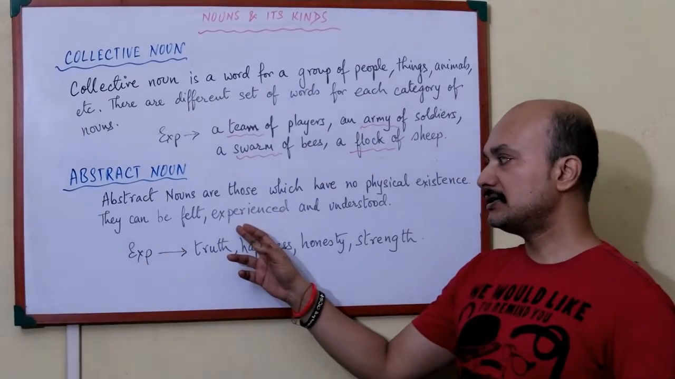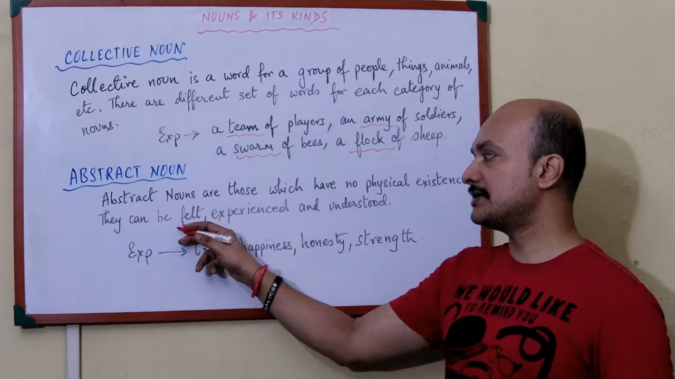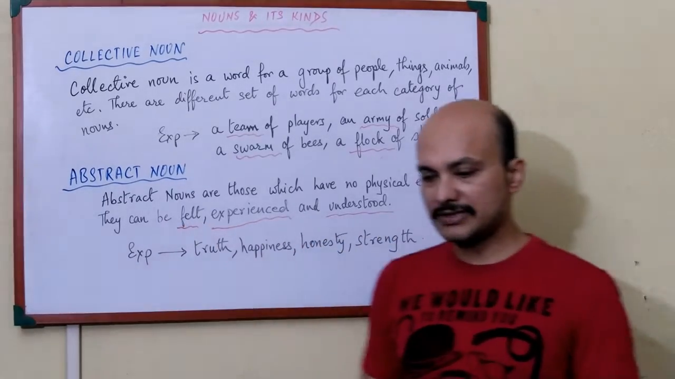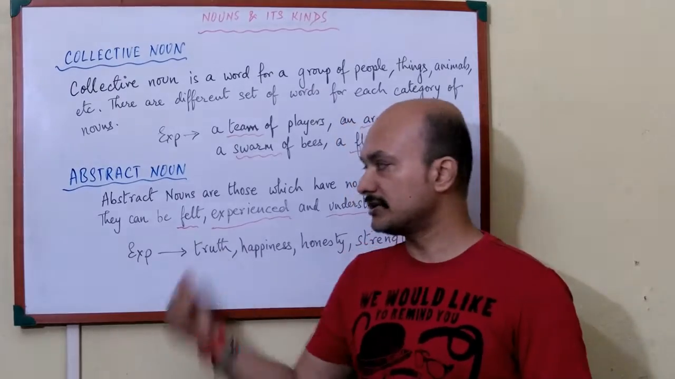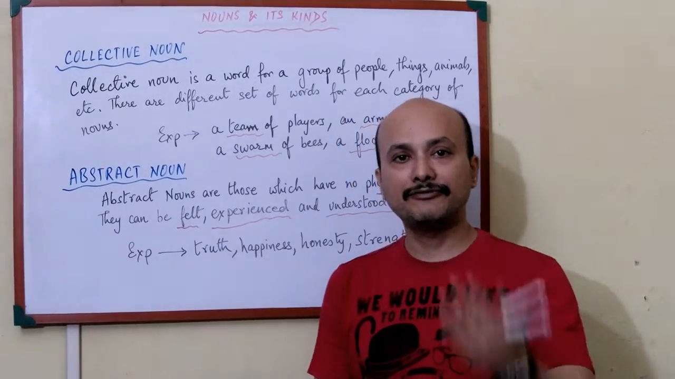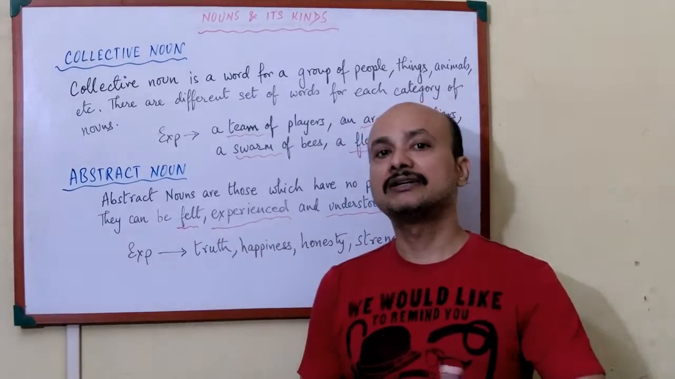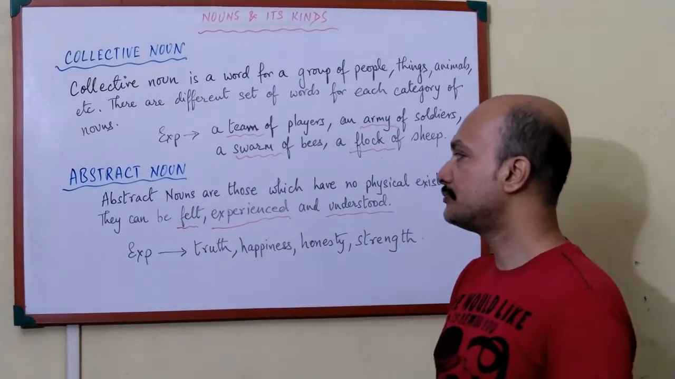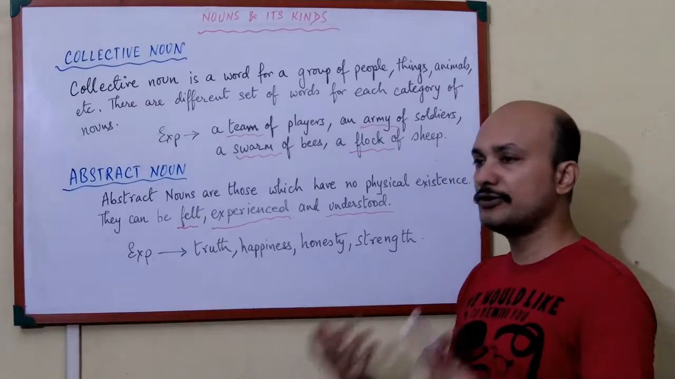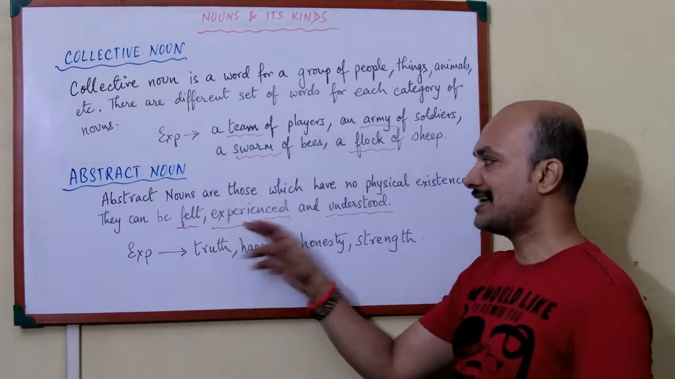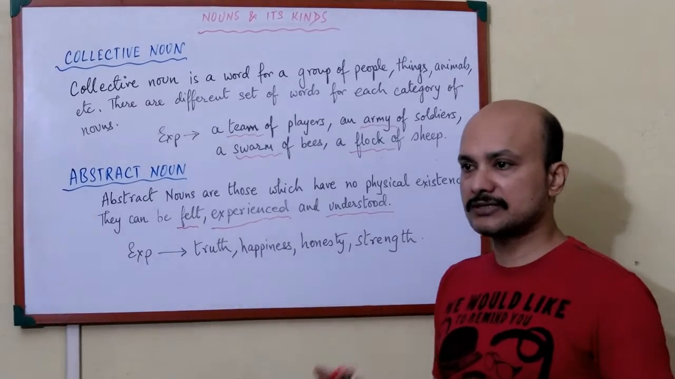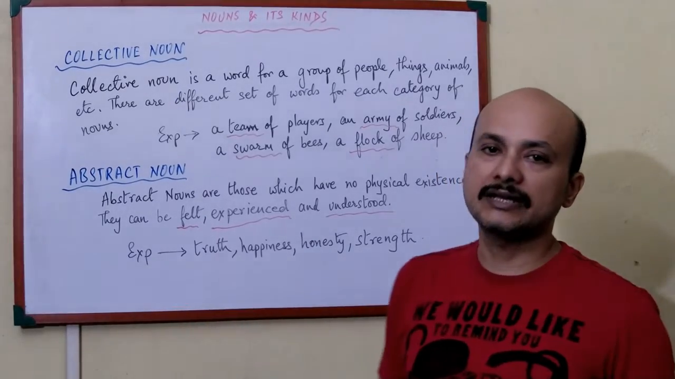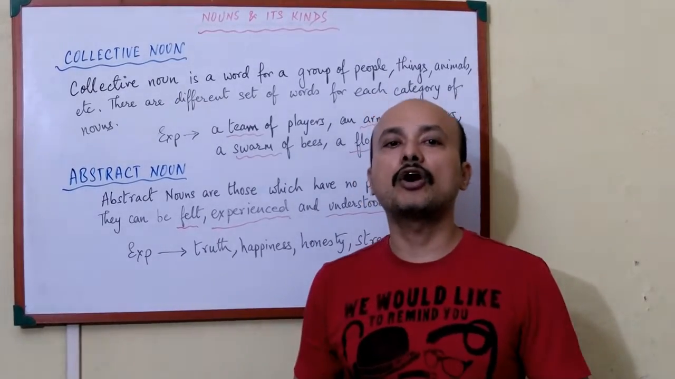They can be felt, experienced, and understood. So you can see this. It's not written that they can be seen. They can be felt. They can be touched. It is exactly the opposite. They can be felt only. You can only feel it. You cannot touch it. Experience. You can only just have an experience of it. And understood. You can only understand it in the mind. It is physically not present.